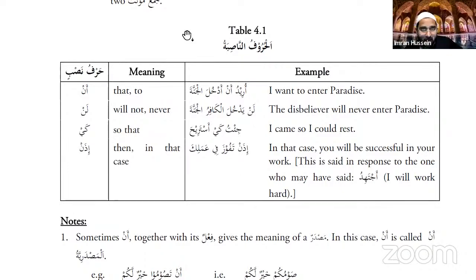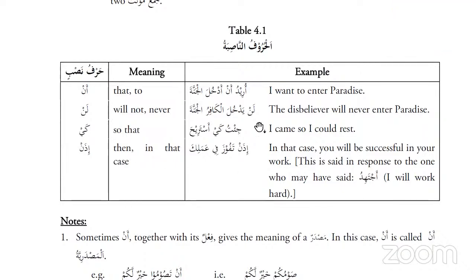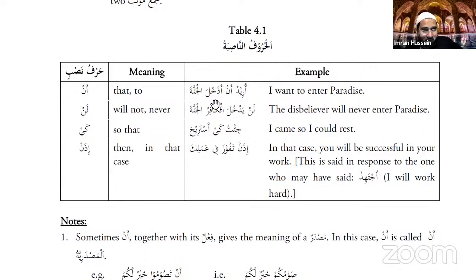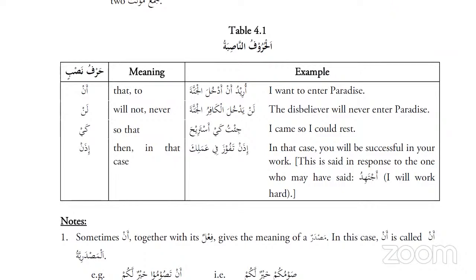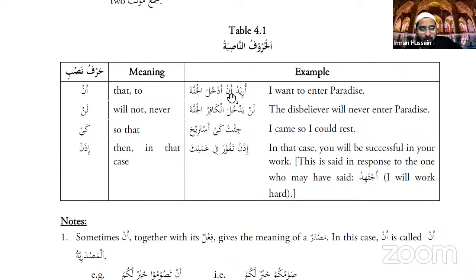Thank you. Brilliant. Can I just add something, please? Yes, go ahead, sister. In the first example, Uridu an adkhula al-jannata, why does adkhula have a fatha at the end of the lam? Because of an. An is a particle of nasab. It changes the present tense from dhamma to a fatha. That's the reason why the lam is getting a fatha.